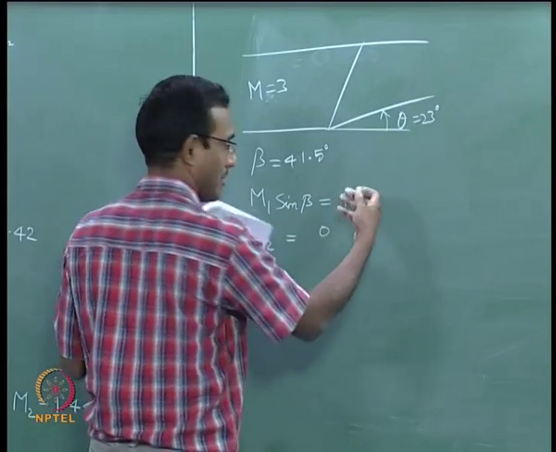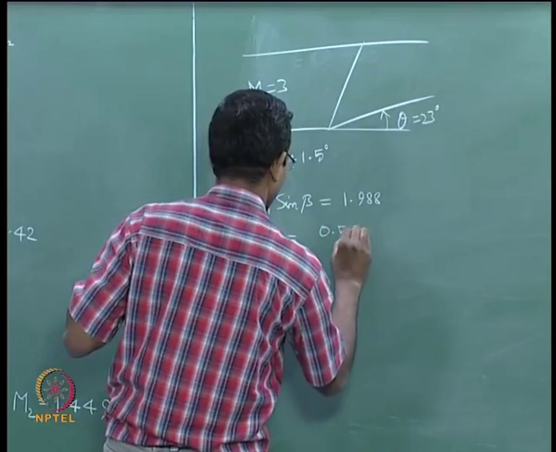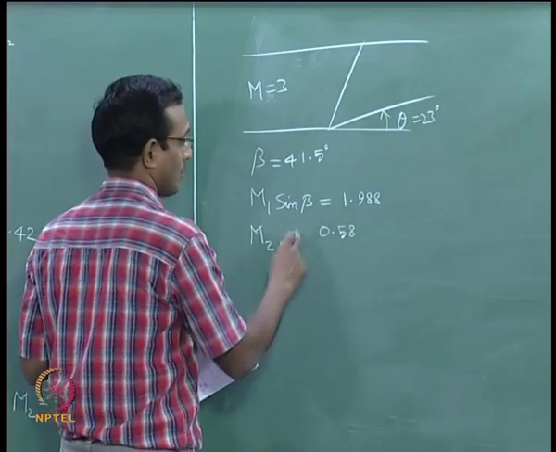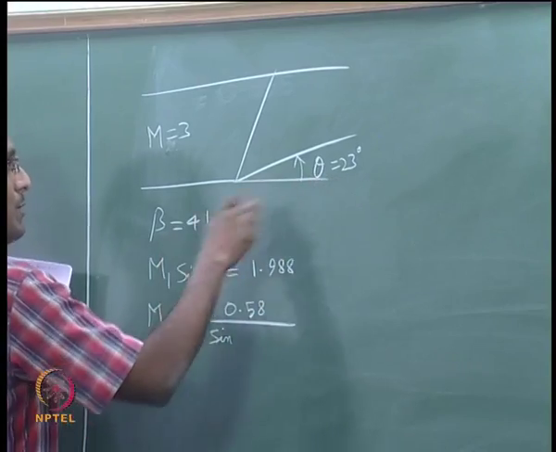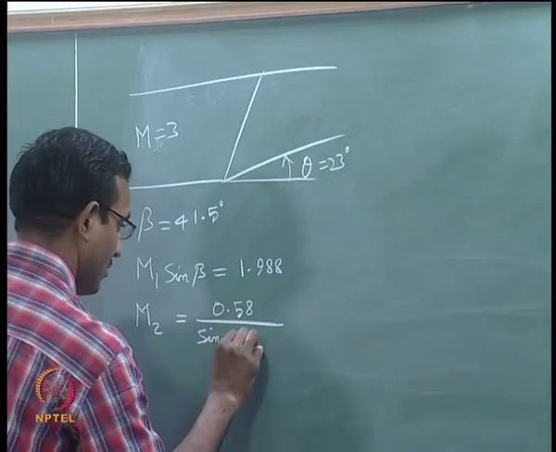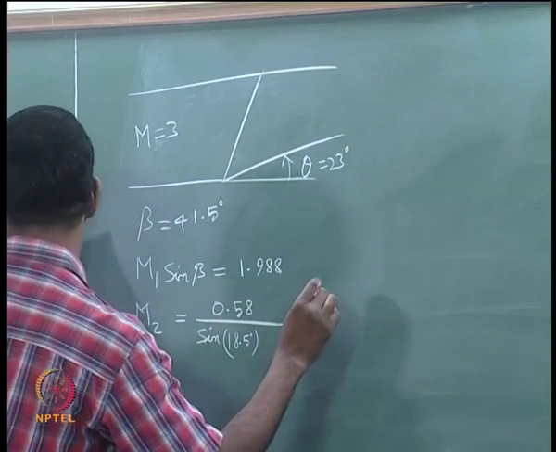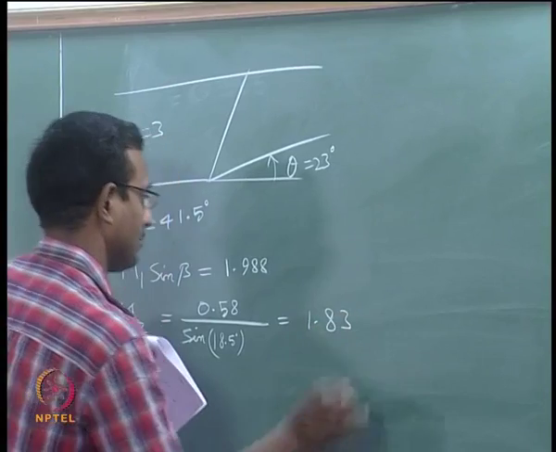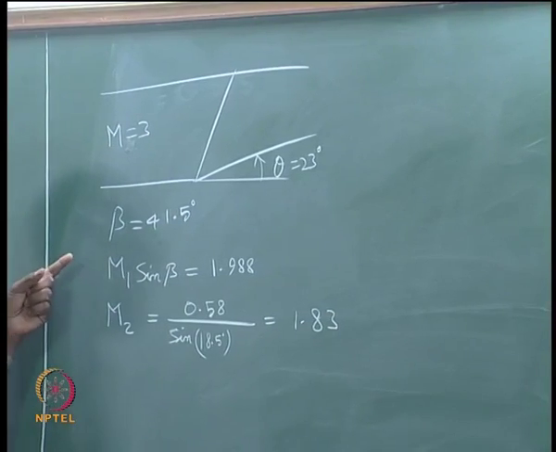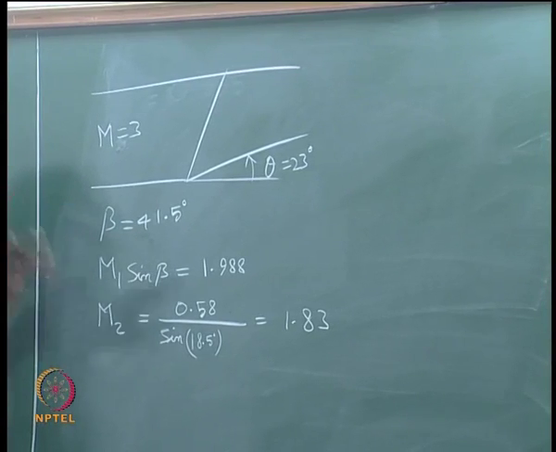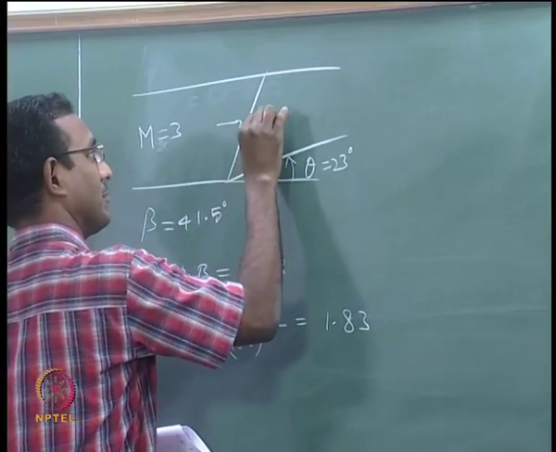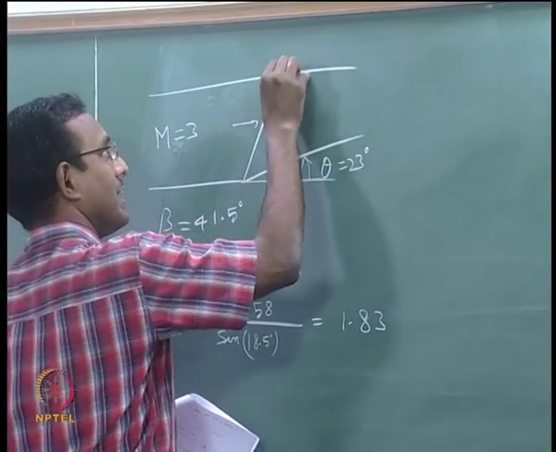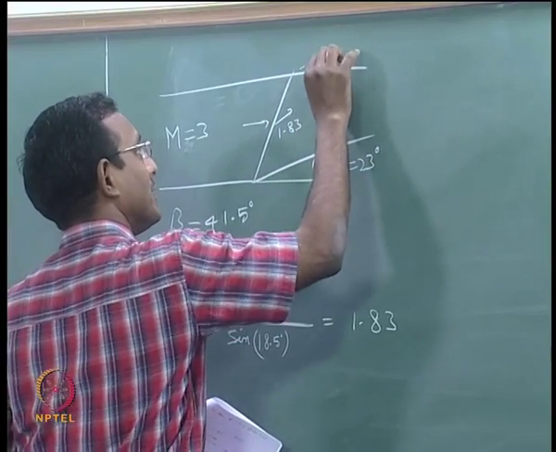M2 is going to be, I am cutting short some steps here, M2 is going to be 0.58. This is your M2 normal divided by sine of 41 minus 23, that is 18.5 degrees here, and this number is 1.83. Of course, I could also calculate P2, T2, P02, everything, but let us say I want to avoid all that. I just want to see what will happen. The flow from here has now turned with a Mach number of 1.83. That is one new Mach number, and that is again facing the same deflection of 23 degrees.